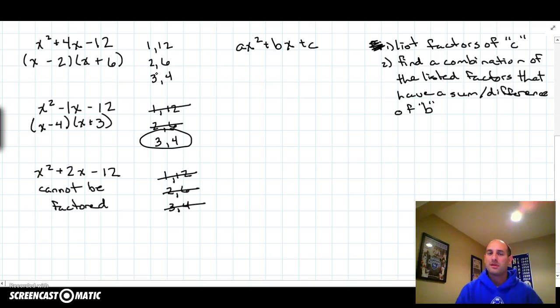So always start by listing the factors of that constant term at the end. Negative 12 in this case, or 8 in the other case, whatever it happens to be at the end of the question. Then figure out which one of those combinations give you B, that number in the middle right in front of X. Because there's not a coefficient for X squared, you don't have to worry about the idea that you would have to multiply some things.